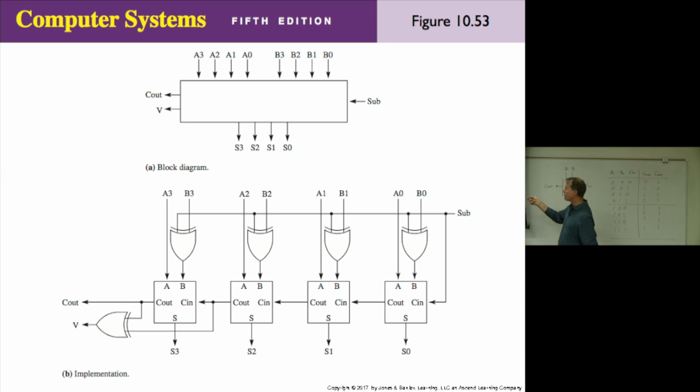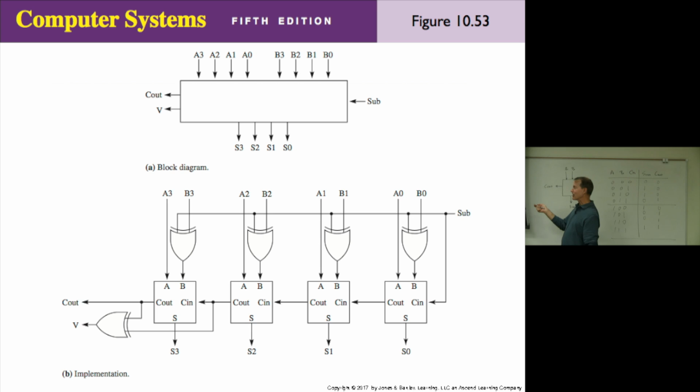And furthermore, if sub is 0, what is going into the Cin of the least significant full adder? 0. So in that case, what is the least significant full adder doing? It's just adding A plus B, and the carry-in is 0. Does that mean we don't even use half adders? In this implementation, right. If we're going to have an adder subtractor, we don't even use a half adder.